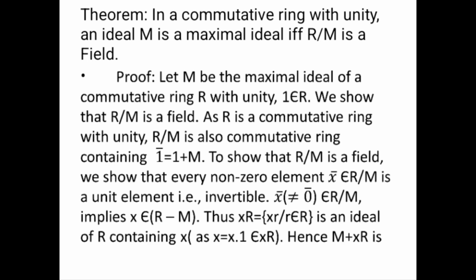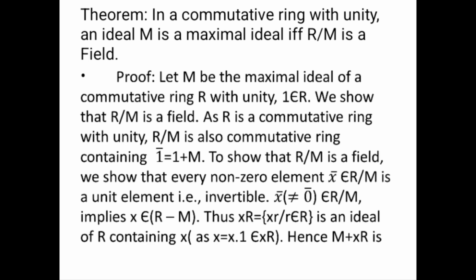Now we move to a theorem, a very important theorem. In a commutative ring R with unity, an ideal M is a maximal ideal if and only if R/M is a field. So the proof follows in a simple way. It has two parts. One is when M is a maximal ideal, we have to show that R/M is a field. And conversely, when R/M is a field, we have to show that M is a maximal ideal.